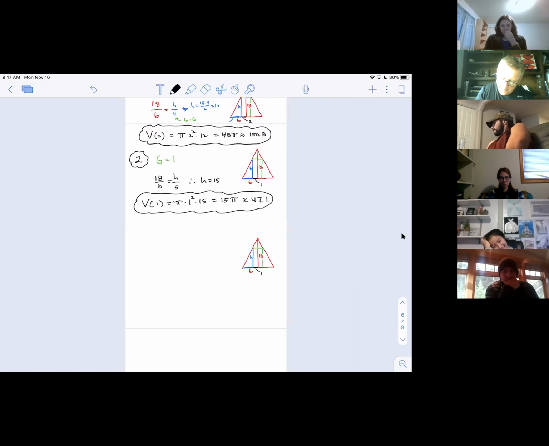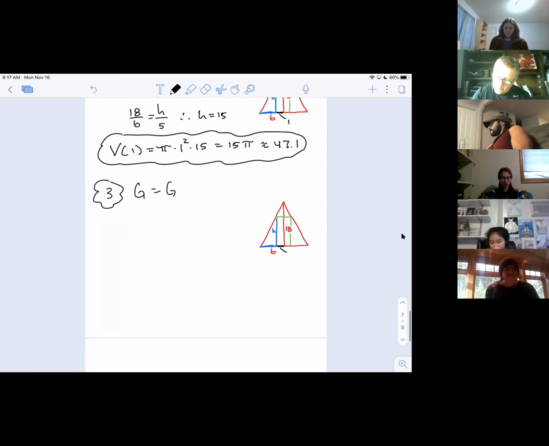So for this third try, I'm going to let my guess just be guess. So now the question is, can I do with letters what I've been doing with numbers? If I call this G, then can I say 18 is to 6 as H is to, well, what have I been doing? 6 minus G down there.